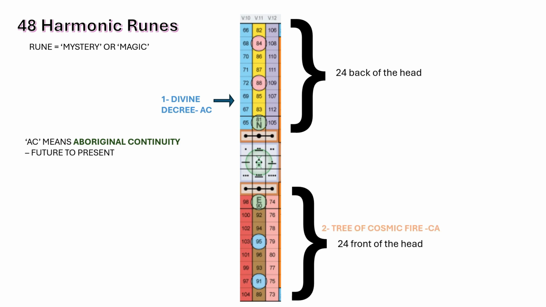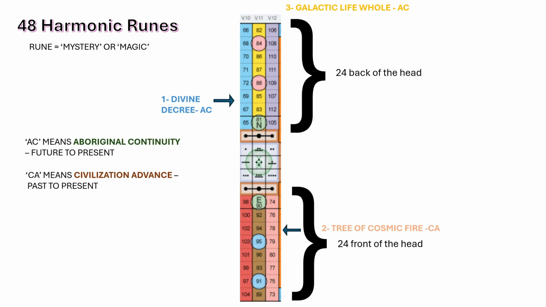The second octave, 10th strand, is called the tree of cosmic fire. But here we see CA. CA stands for civilization advanced. That's going to be the past to the present. This strand is progressive, meaning that it develops stage by stage.